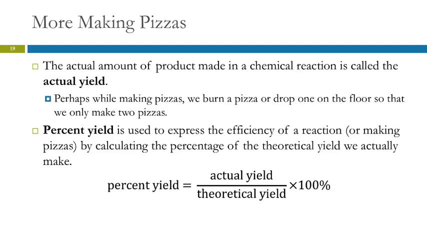So the actual amount of product is called the actual yield. So if you burned a pizza, you dropped one on the floor, the cat got up and sat on it or something, then you've only got 2 pizzas. That's how much you actually made. You could have made 3, but something screwed up. So we can use percent yield to express how efficient the process was. Percent follows the pattern of the part over the whole. So the part is the amount you actually made out of the amount that you theoretically could have made if everything went perfectly. And then you multiply by 100 to get a percentage. So that's percent yield.